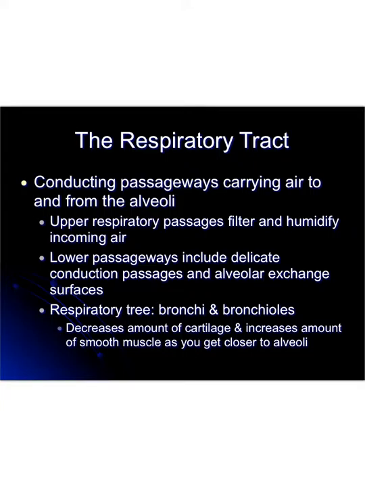The lower passageways will be smaller. Again, they're taking the air further and further down to the alveoli. And so we call this branching of these conducting areas, basically, as soon as you start with the trachea, the respiratory tree. So the trachea branches into your left and right primary bronchi, okay, which are the first portions of the respiratory tree. And then the bronchi get smaller and smaller until they become bronchioles.